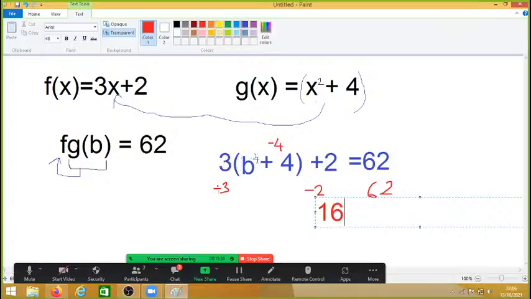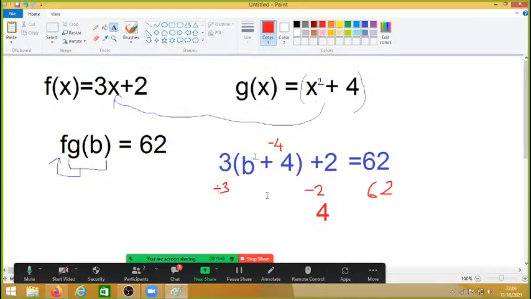And then finally you've got the square. The opposite of that is square root. So you get 4 or minus 4. So we'll just go with 4 on this one. But just put a plus and a minus before it to show that it could be either one.